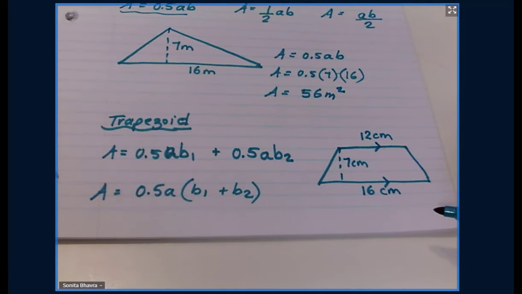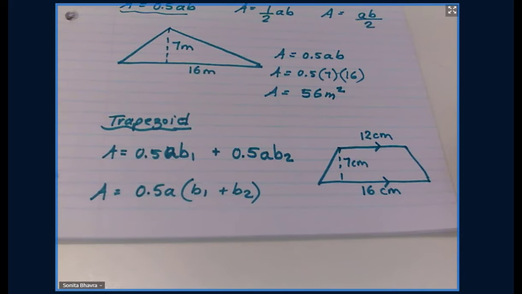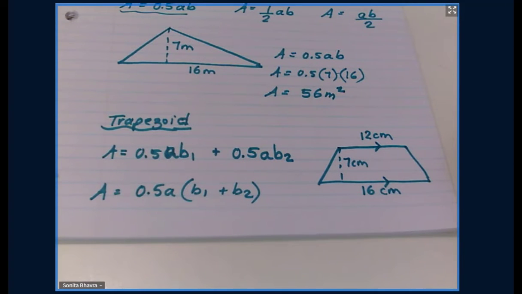Now, sometimes with questions with trapezoids, sometimes you're given extra information, like they might give you a side here or a side here. But remember, we don't need those when we are calculating the area of a trapezoid. You need the altitude and you need the two bases. All right, so let's try this question.